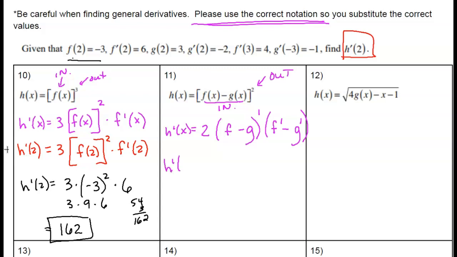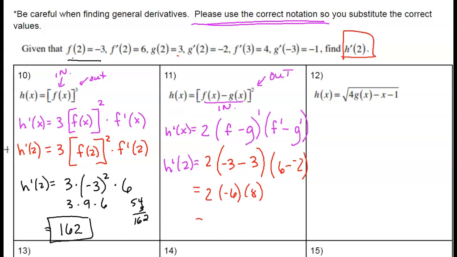So we've got 2. What's f of 2? It's negative 3 minus g of 2, which is 3. And then f prime of 2 is 6 minus g prime of 2, which is negative 2. So I get 2 times negative 6 times 8. So negative 48 times 2 is negative 96. All right, let's try this one.